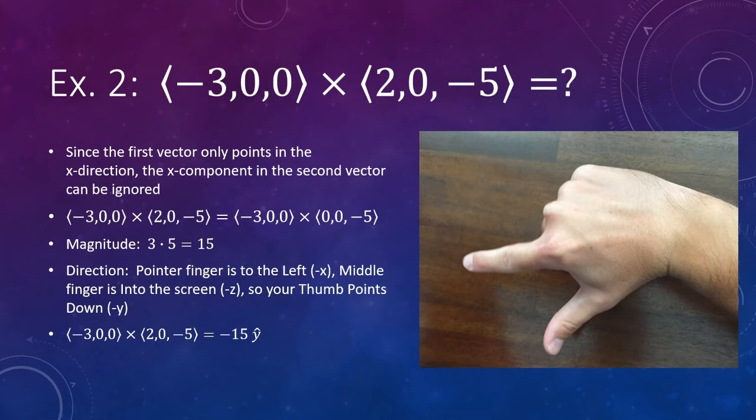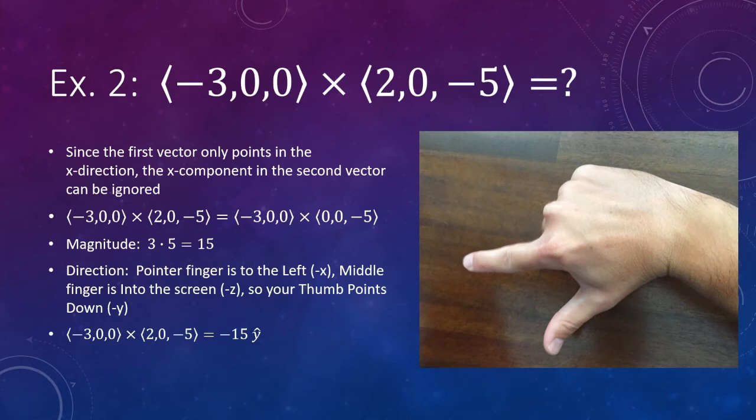So our magnitude will be 3 times 5, or 15. So now we'll do the right hand rule. Our pointer finger goes in the direction of the first vector, and the first vector is negative in x, going to the left. The second vector, the part we care about, is negative in z, so into the board, into the screen, and your thumb will be pointing straight down, negative in y. Put those together, and our cross product is minus 15 in the y direction.